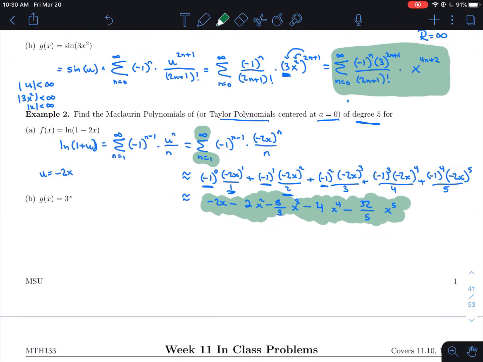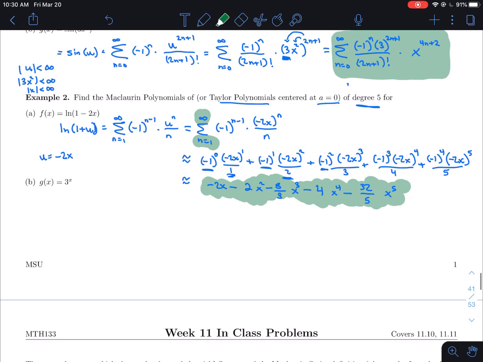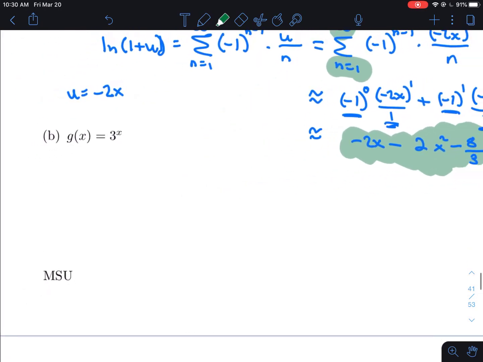Okay, last one for this page, last little example here, 3 to the x. This one's kind of clever. This one takes a little bit of a trick, so I invite you to maybe pause the video, try to figure out what that trick is on your own, and then we can go ahead and spoil the surprise together.